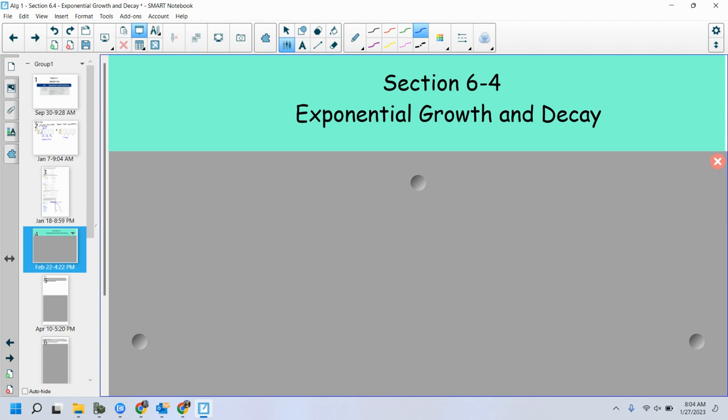There are two formulas that you will need to use on your test next week that you will need to memorize that we will learn today. It is the exponential growth formula and the exponential decay formula. You still have it. Yes, sure.